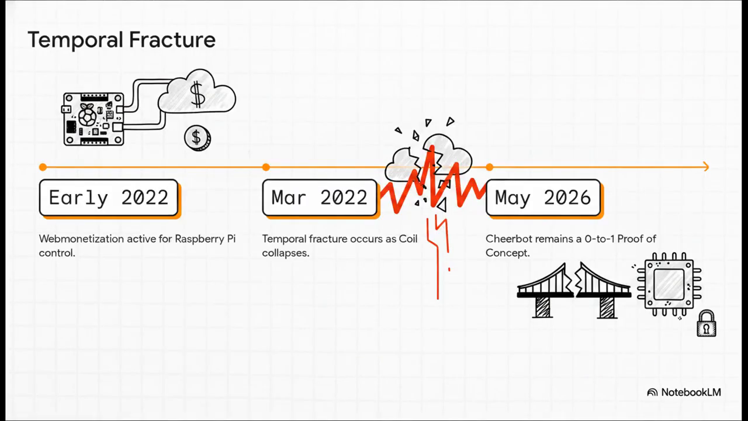So, you might be wondering, why did it stay a lab experiment? Well, because of what's called a temporal fracture. See, back in 2022, the infrastructure for this bot relied on a concept called web monetization to handle the micropayments controlling the Raspberry Pi. But when the primary provider for that, a company called Coil, collapsed, the project's economic engine basically failed to achieve mass adoption. Fast forward to 2026, and the project purposefully remains a pure 0 to 1 proof of concept. They're totally focused on proving the technology works, rather than chasing commercial scale.